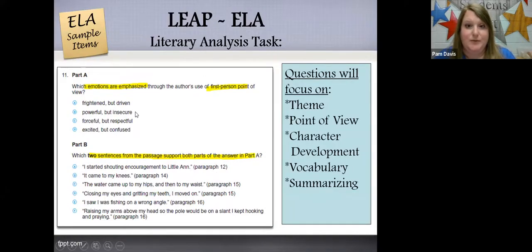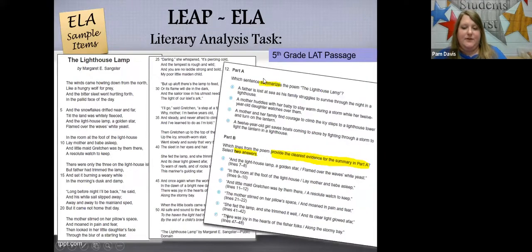Here's another sample. Questions will focus on theme, point of view, character development, vocabulary, and summarizing. A 5th grade example.